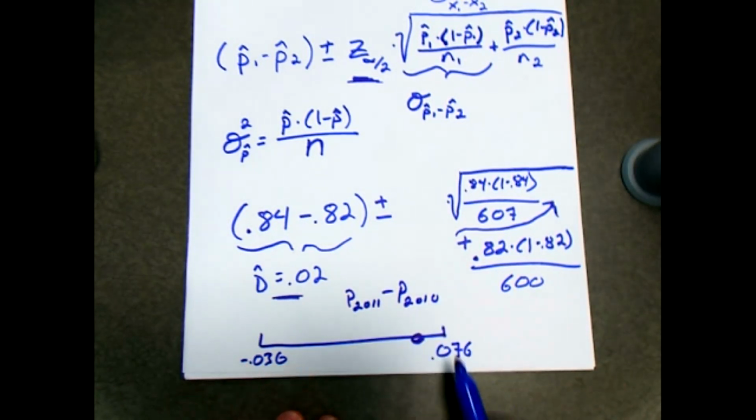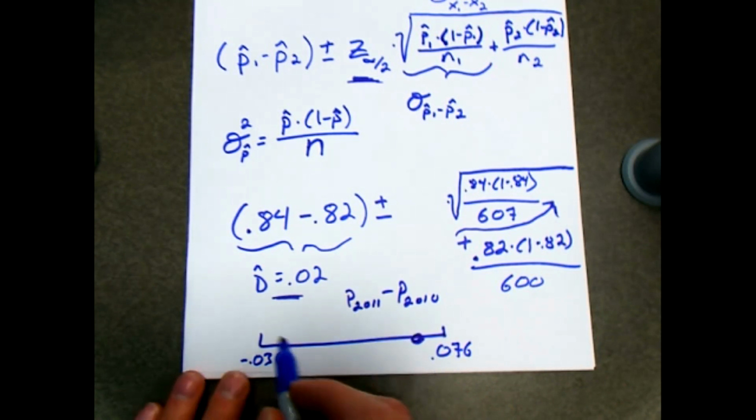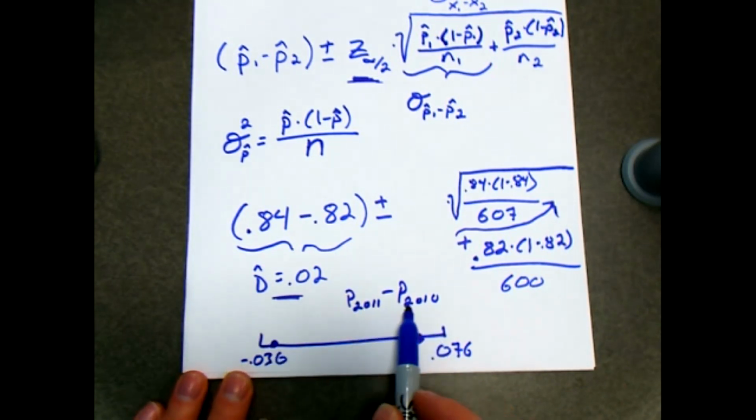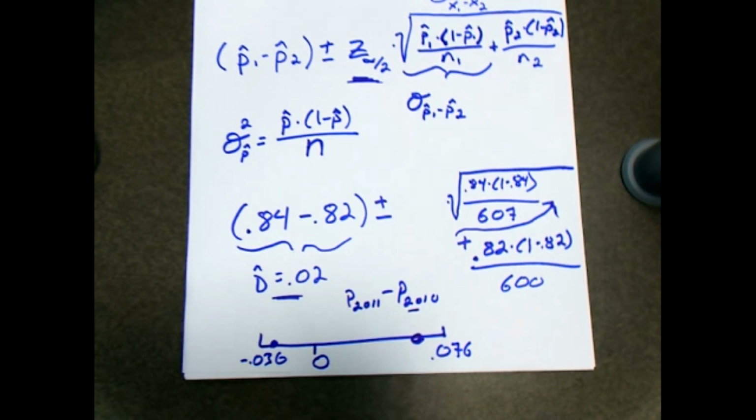Because if I'm thinking about that true difference between 2011 and 2010, well, that true difference could be positive, which would imply that 2011 had a higher proportion than 2010. It could be negative, which would imply 2010 is higher than 2011, or it even could be that the views haven't changed at all, right? And that kind of makes sense, right? We did find a positive sample difference here, but it's not that different from 0, right?